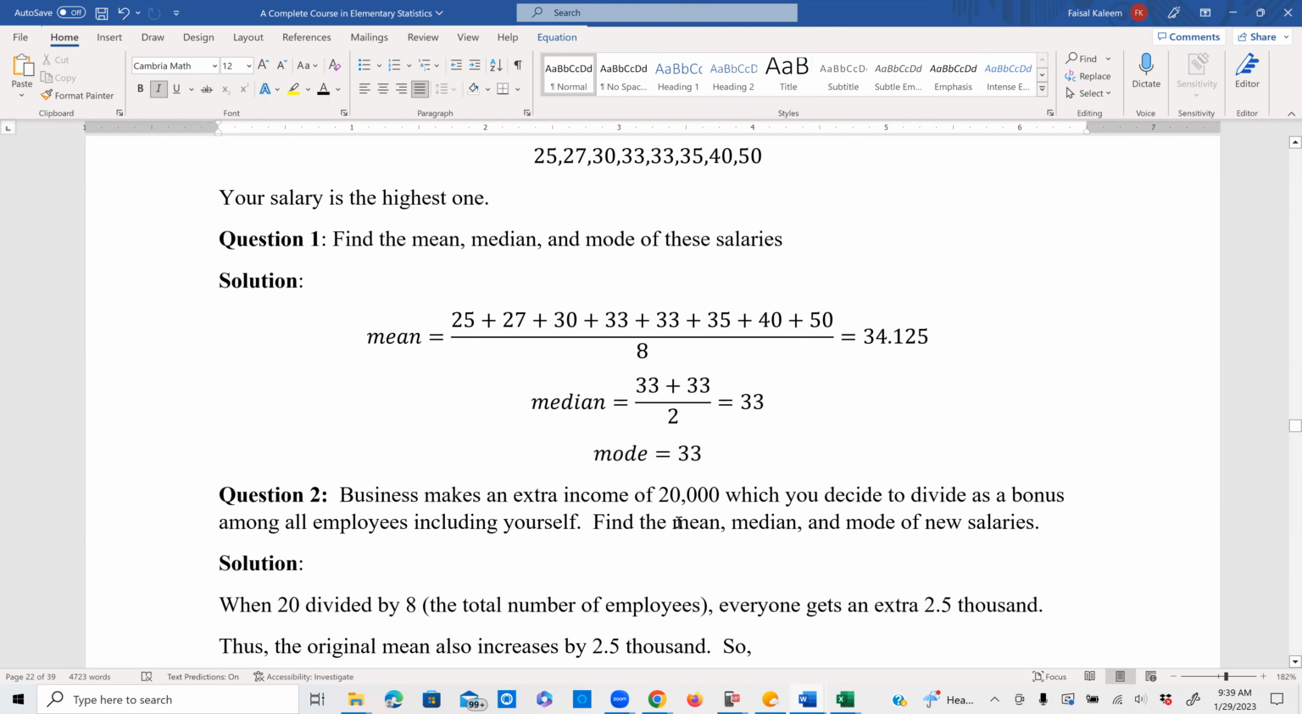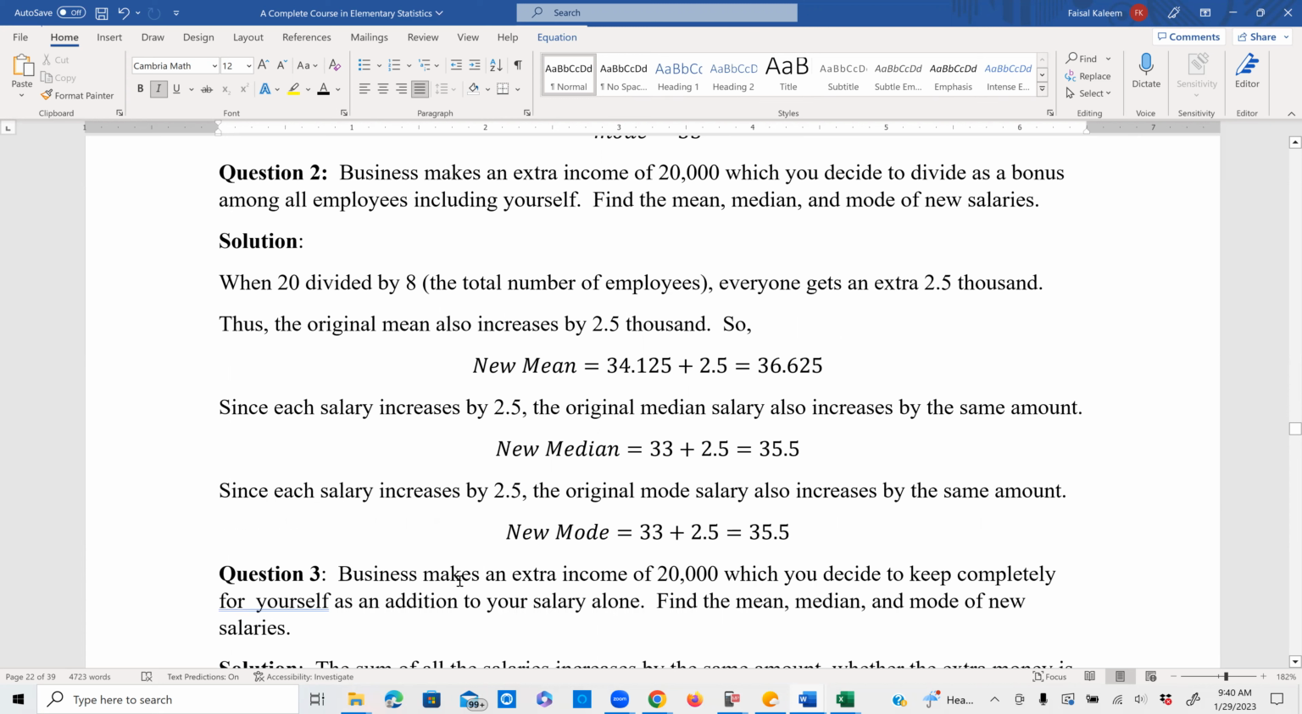Then the business makes an extra income of 20,000 that you decide to divide as a bonus among all employees. Find the mean, median, and mode of the new salary. So the 20 is divided by 8. Remember, salaries are in thousands, so we'll write the 20,000 as 20. You divide it by 8, you get 2.5. It means everybody gets an extra 2.5 thousand, and therefore the original mean, median, and mode also increase by 2.5 thousand. So you just add 2.5 to the original mean, median, and mode.